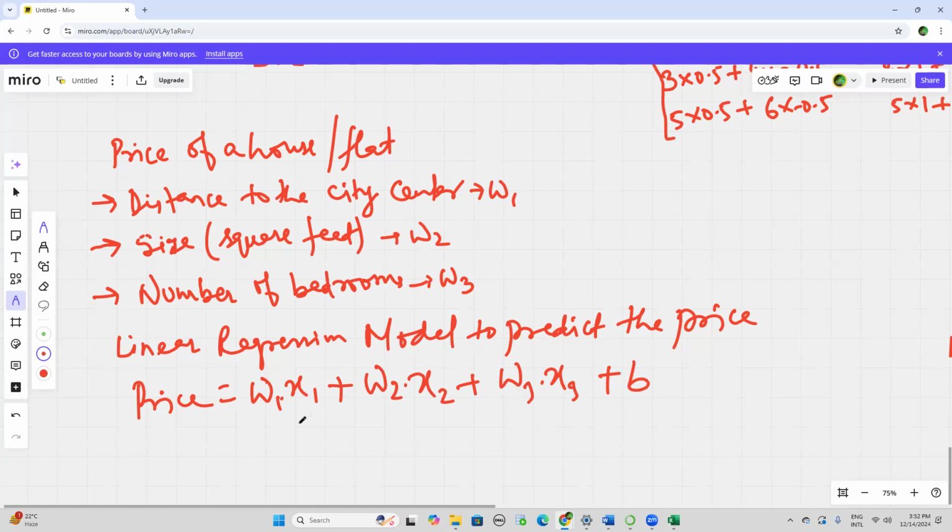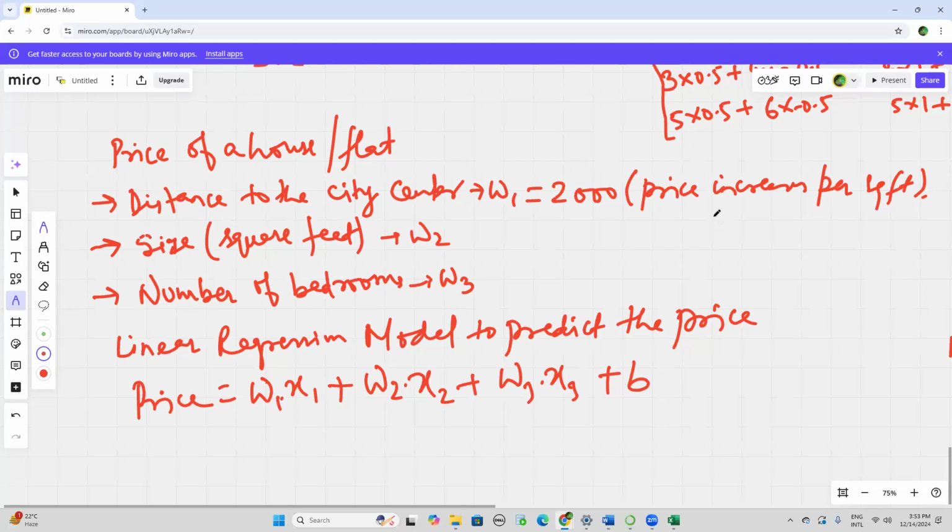Why have I derived this? Because the distance to the city center, let's say I have a certain value for it. Suppose the W1 which I have written as weightage, I give the weightage here, let's say 2000. It means I'm telling that the price increases by 2000 per square feet. Now is it making sense?